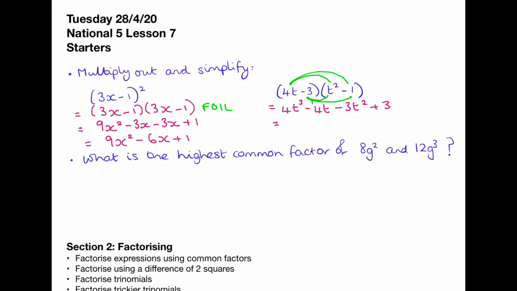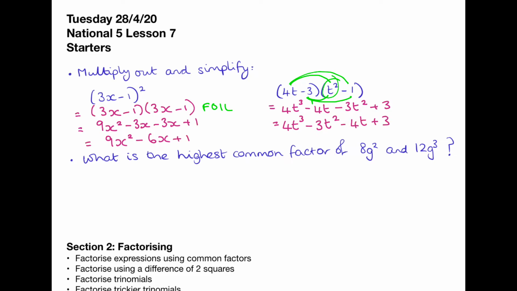So actually in this case, because I've stuck this t squared in here, there isn't anything that's going to simplify. There are no like terms here. So let's just write it in descending powers of t. That means you start off with the highest power of t. So that's 4t cubed. Then you need the next highest power of t, which is this one. So we've got minus 3t squared. Then we've got the t's and then the numbers.